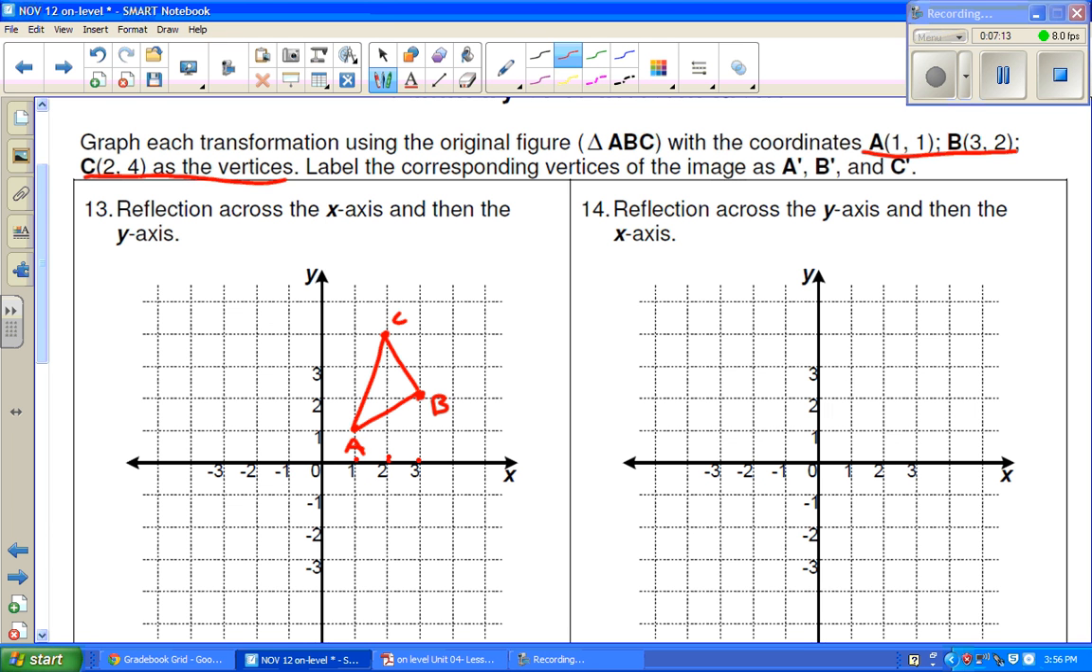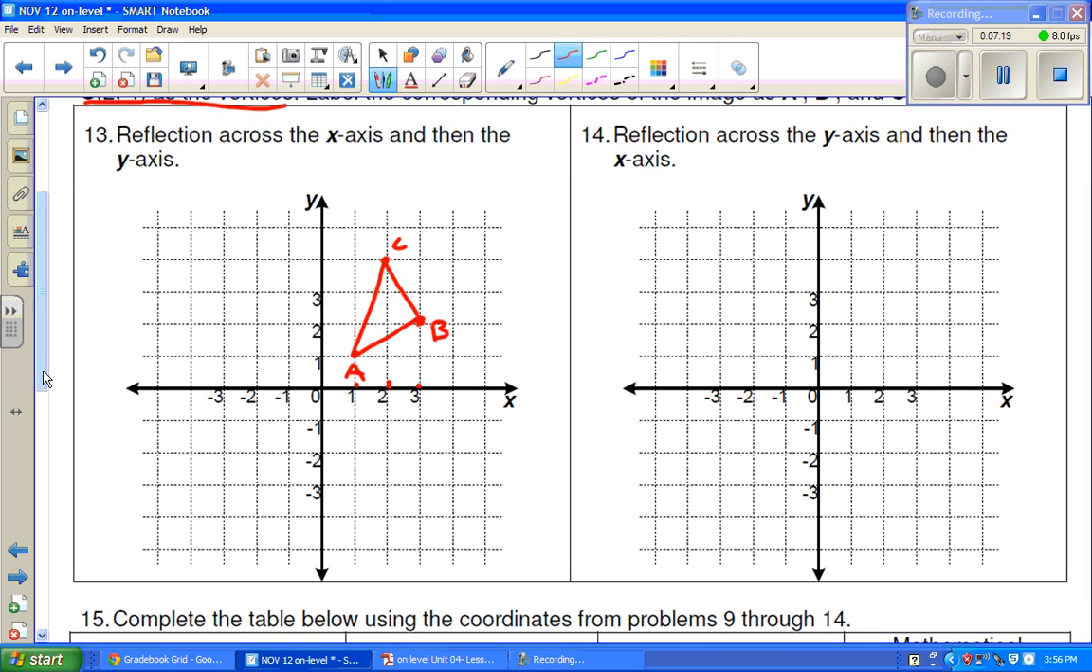Now, it says a reflection across the x-axis. So, I already worked one reflection across the x-axis for you. We did it together. So, A prime goes here. B prime is 1, 2. So, I'm going to go 1, 2 down because I'm reflecting across the x-axis. B prime. C is 1, 2, 3, 4 away from the x-axis.